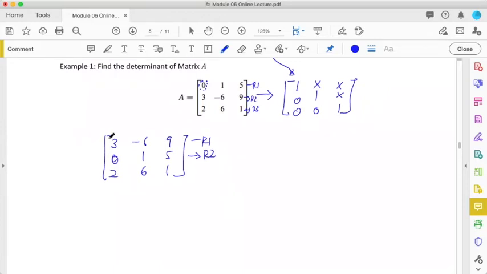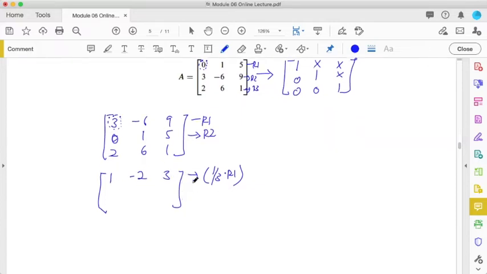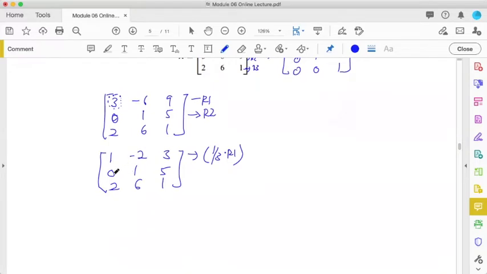Okay, so we have a 3. With 3, we can change it to become 1 by simply taking row 1 multiplied by 1 over 3. So we have these coefficients. For the row 2, just write it back, and for the row 3, just write it back. Okay, so next we move to the next coefficient.